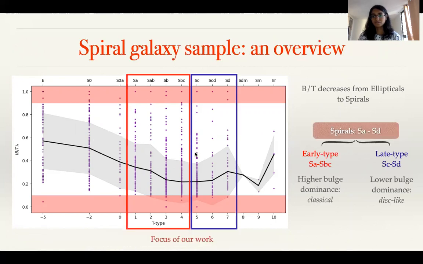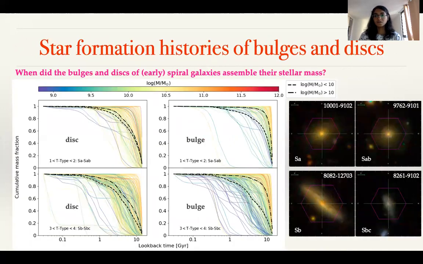In this work, we focus on the spiral galaxy sample from the Sa to the Sd types, and we split the sample into two as the early-type and late-type spirals. The early spirals from Sa to SBc show a higher bulge dominance, which are likely to host classical bulges. And the late-type spirals from Sc to Sd, on the other hand, show lower bulge dominance and are expected to host disk-like bulges.